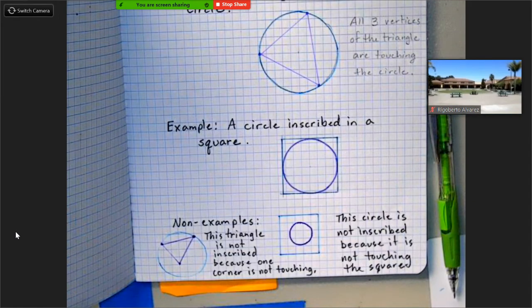I was looking for another highlighter color. I can't find it, so I'm going to use this one.